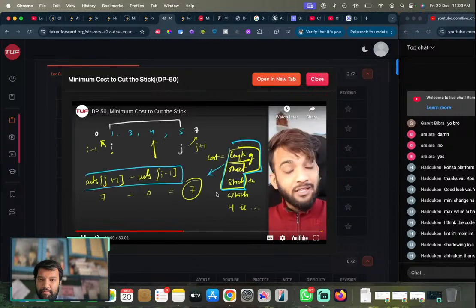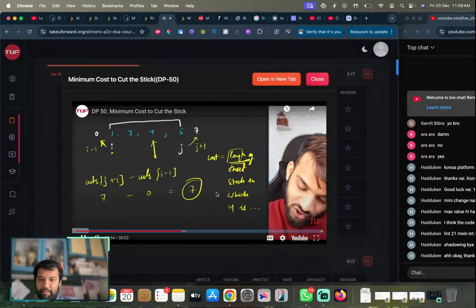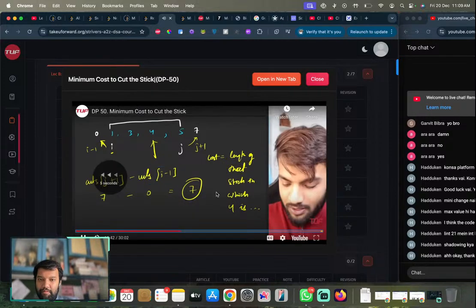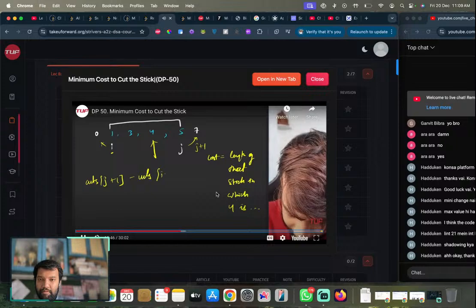This is the partition that I'm solving. This is a partition formula. It'll give me the length of the stick. If I apply this formula, it'll give me the length of the stick, which is j plus 1 minus cuts of i minus 1.